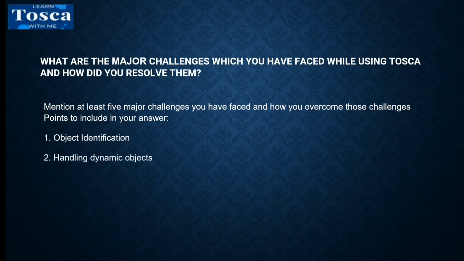The next one is handling dynamic objects. Sometimes there are a few objects in our application whose property keeps on changing in each instance. Suppose some id properties are there, using which we have made the objects unique, and that object is not static, it's dynamic. So every time we load the page, that property will change. To handle such types of objects is a bit difficult while we work with Tosca.